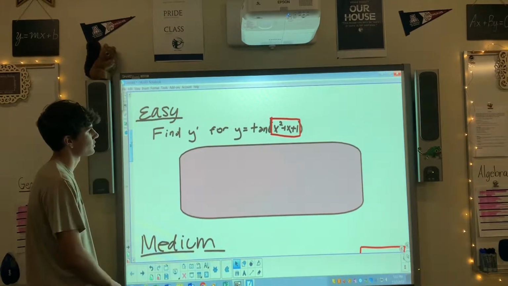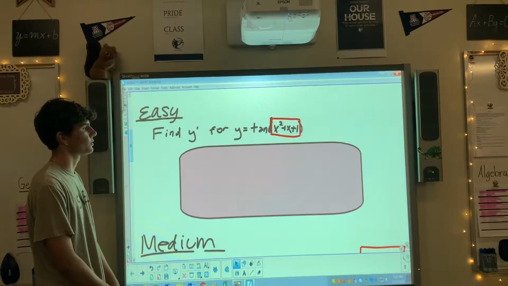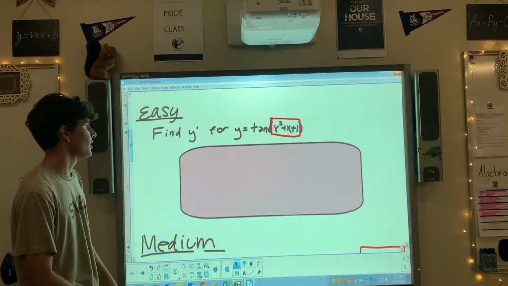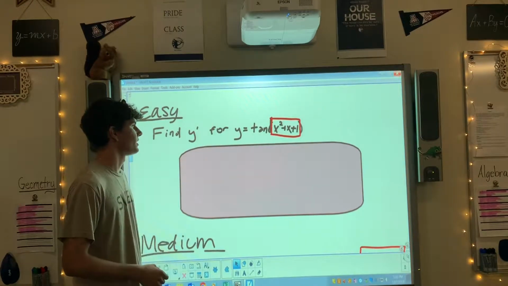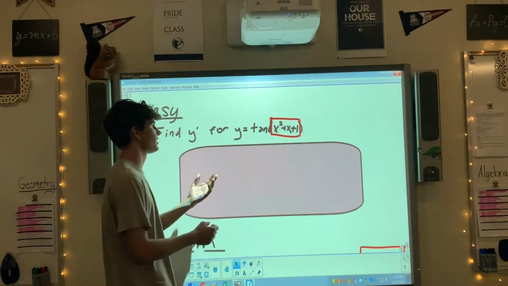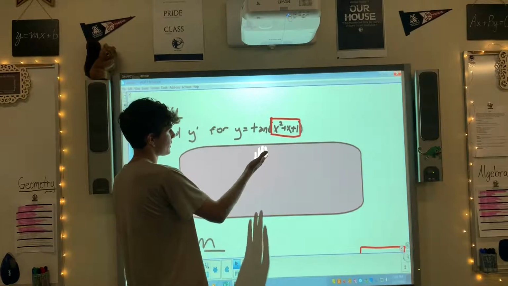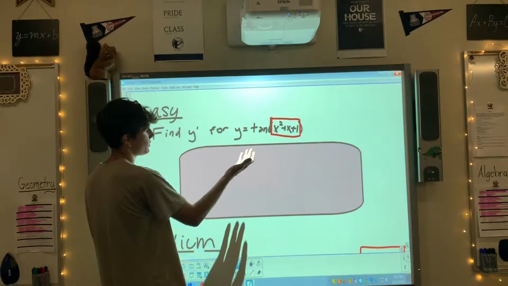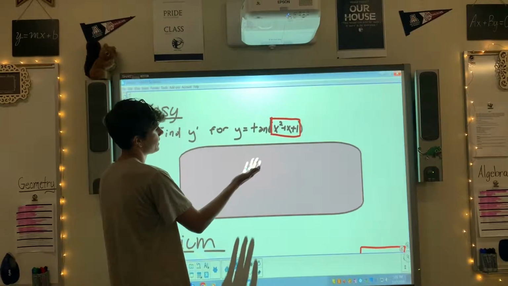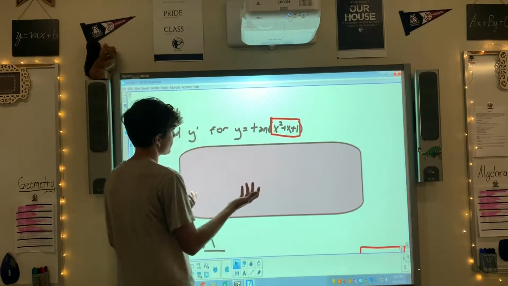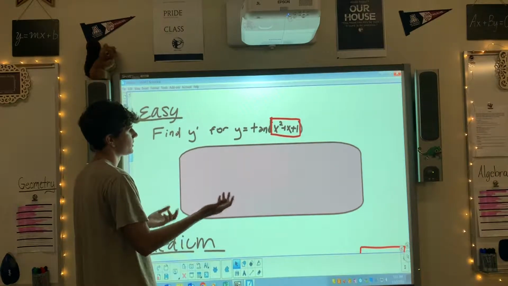This problem says find y prime for y equals tangent of x squared plus x plus 1. I already took the liberty of doing it, but the first step you want to do is figure out what the box is, because we know that this is a composition, so there obviously has to be a box. I identified that the box was the x squared plus x plus 1. Now that we have that established, we'll go to the first step.